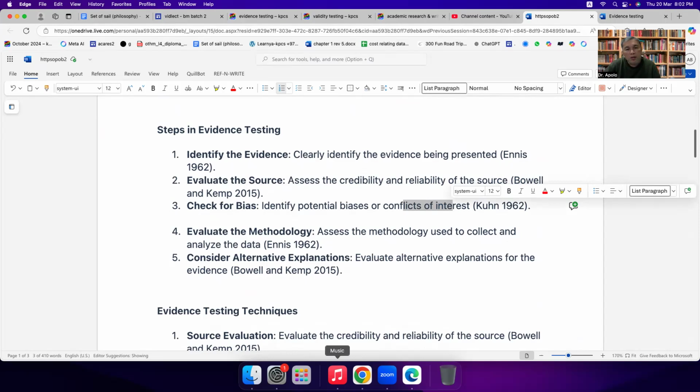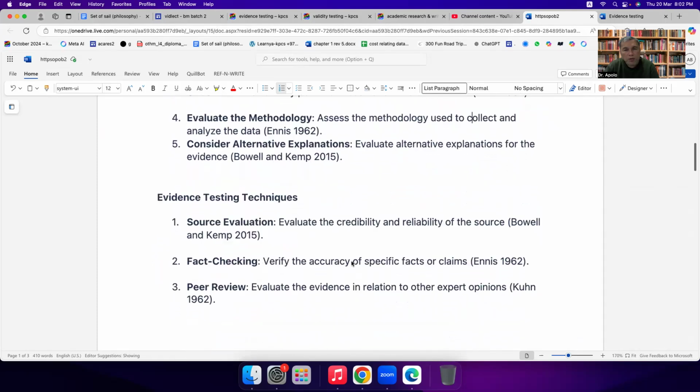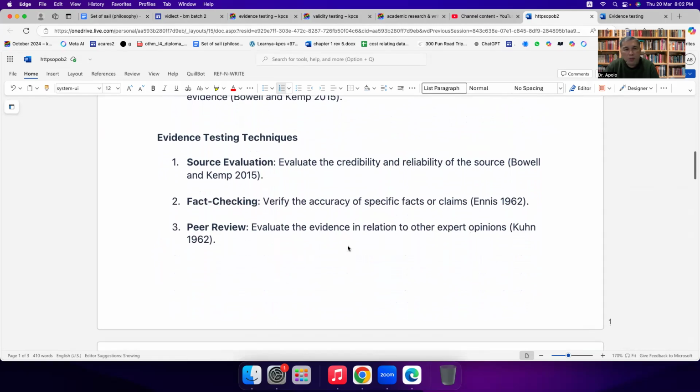Then evaluate the methodology. What are the steps they used? The data collection, the sampling size, the mathematical technique. Then consider alternative explanations: evaluate alternative explanations for the evidence, so there will be alternative options. In critical thinking, evaluation of evidence is one of the keys, and also examining the facts. That's critical thinking.